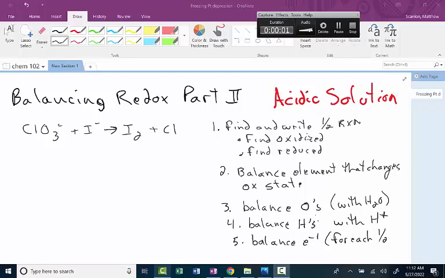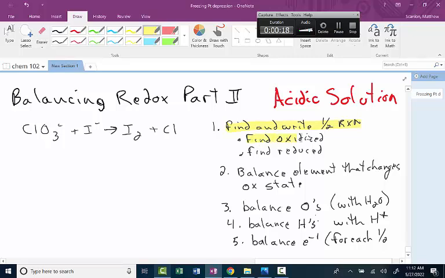This is balancing redox reactions part 2. You really need to pause the video and write these rules down on the right that I'm going to go over. The first rule is find and write the half reactions.